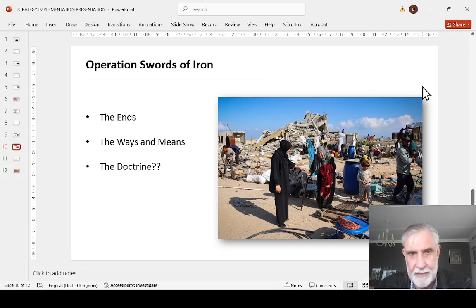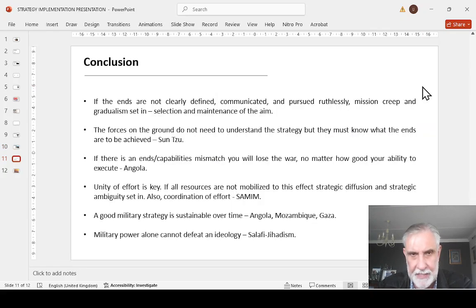Okay, that's as far as Operation Swords of Iron is concerned. So let us conclude in terms of this presentation. Just a few main points. I'm saying, if the ends are not clearly defined, communicated, and pursued ruthlessly, mission creep and gradualism set in. So selection and maintenance of the aim is crucial.